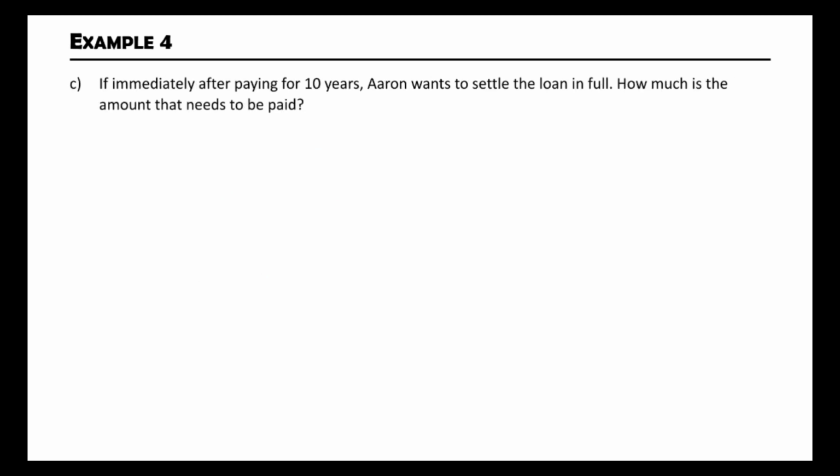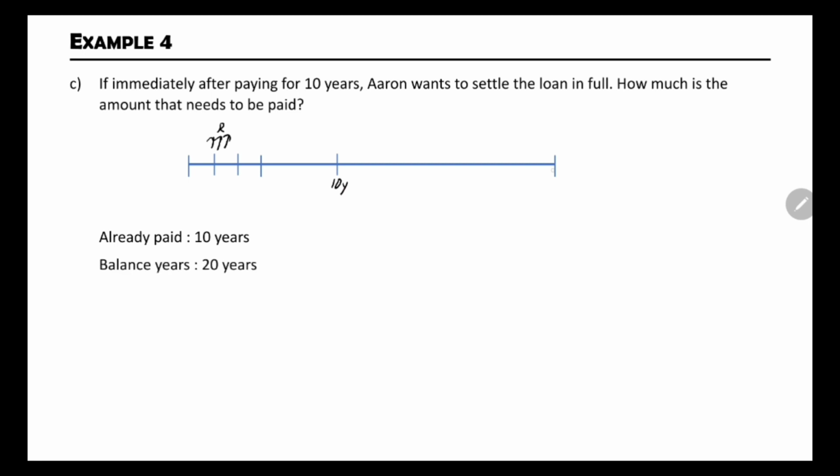If immediately after paying for 10 years, Aaron wants to settle the loan in full, how much is the amount that needs to be paid? So he already paid the monthly payment up to 10 years, and then the remaining years he wants to pay the debt in full. So we have the timeline. Already paid 10 years means here he already paid the monthly payment up to 10 years. And then balance is 20 years because the loan is supposed to be for 30 years. Means the duration here is for 20 years. The amount for another 20 years he wants to pay in full at the 10th year.